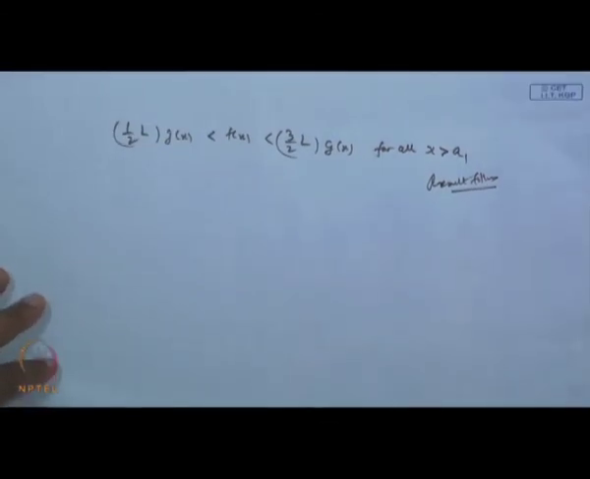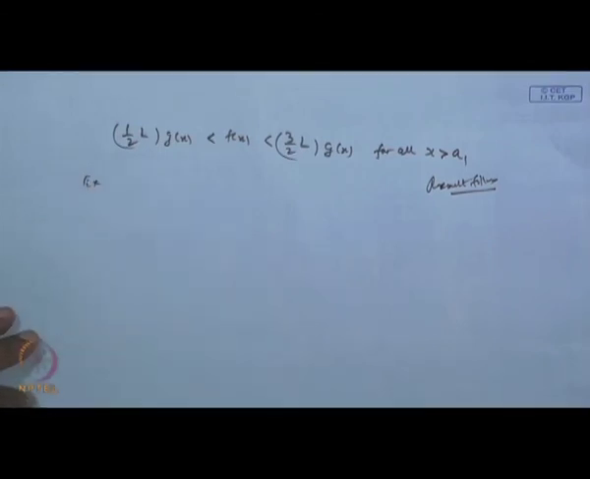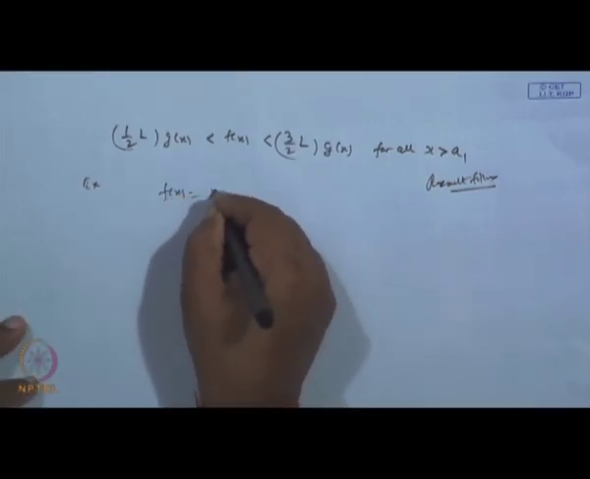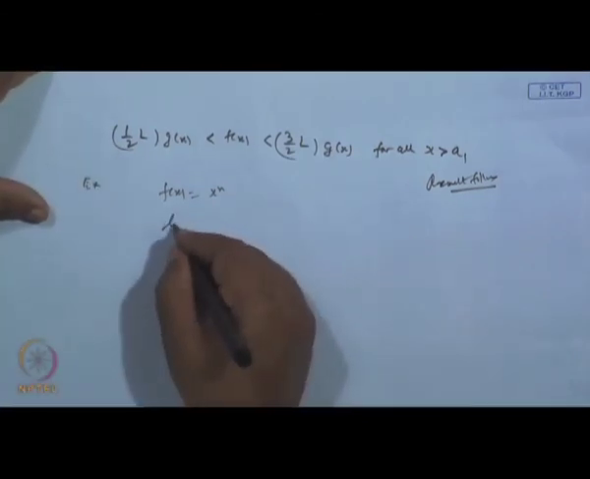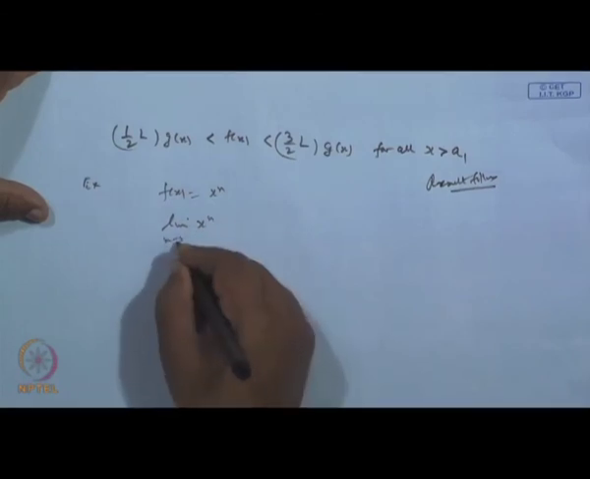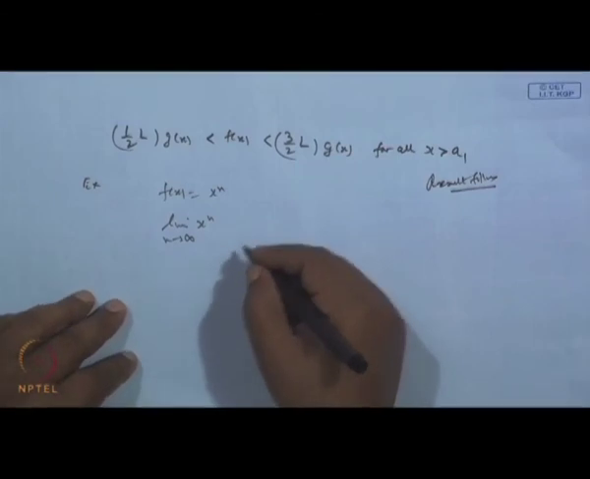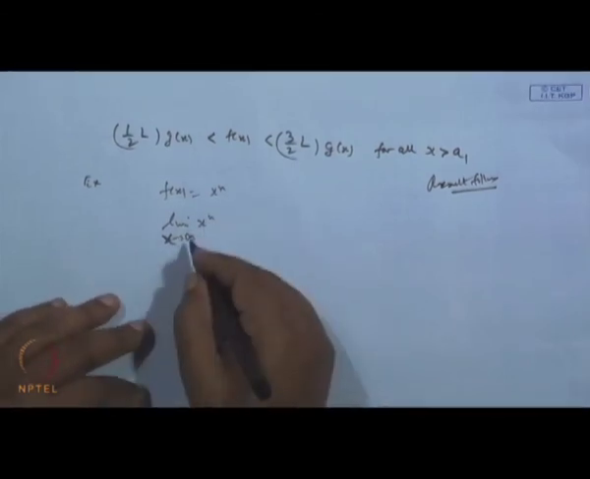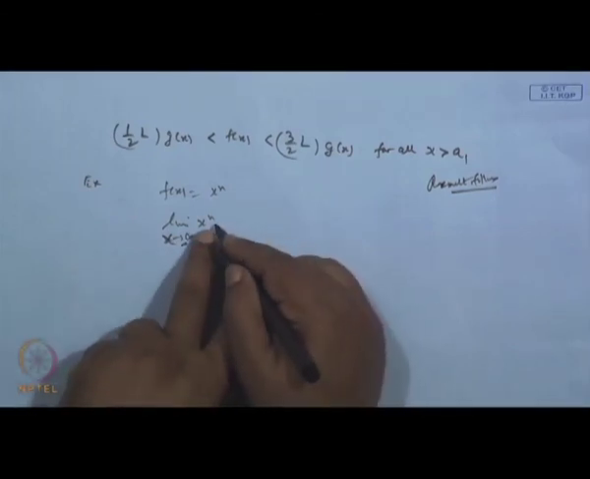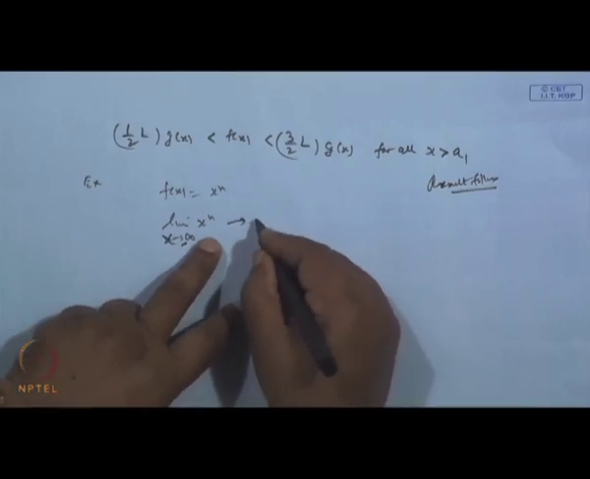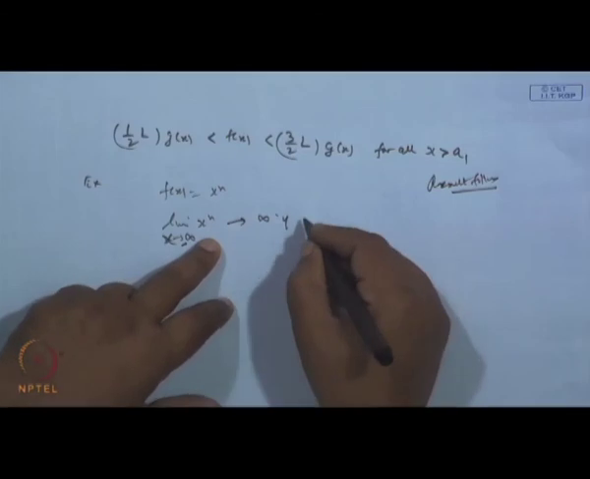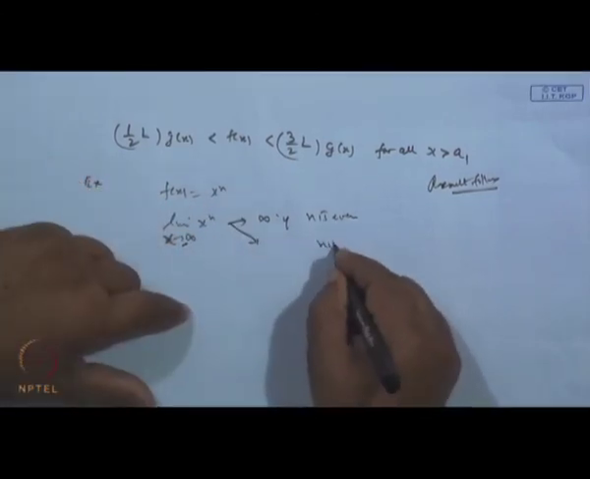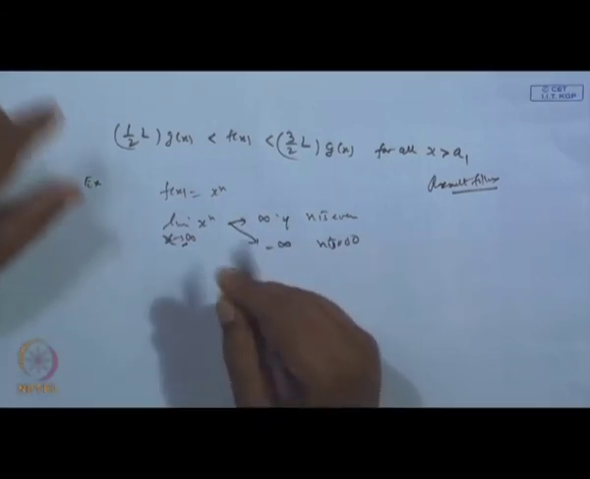Now let's see some examples. We have x to the power n, which we have already discussed. If the function f(x) is x to the power n, then the limit of this function when x tends to plus infinity or x tends to minus infinity is as follows. If I take x tends to minus infinity, then when n is an even number, this will go to plus infinity, because x is tending to minus infinity but n is even. And when n is odd, this will go to minus infinity.